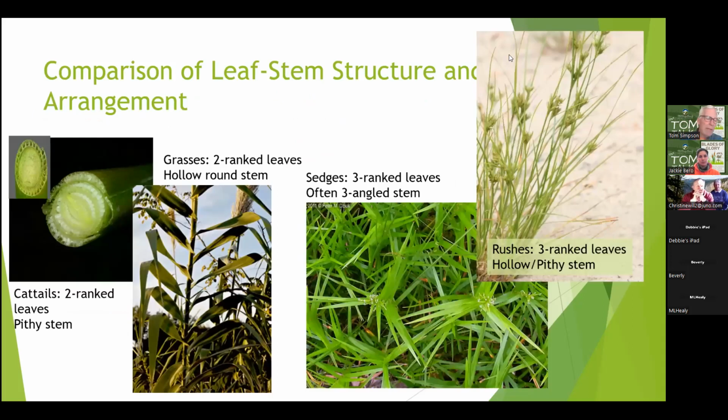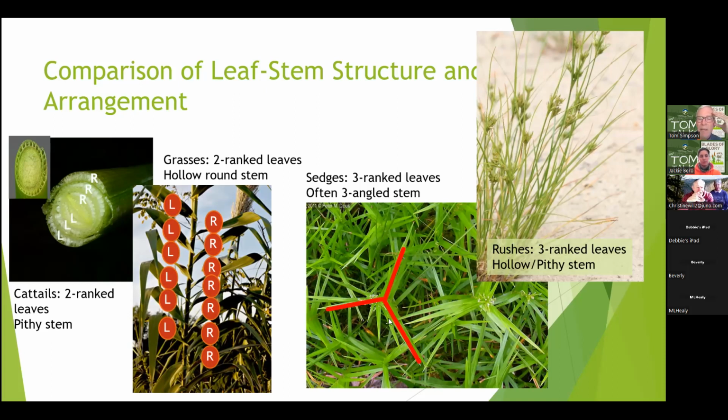Just a quick look at a comparison of stem structure here, cattails. With grasses and cattails, the leaves are 2-ranked, so it goes right, left, right, left, right, left, right, left, right, left, right, left, right. In cattails, you can see they're back and forth. This is cutting across the stem.